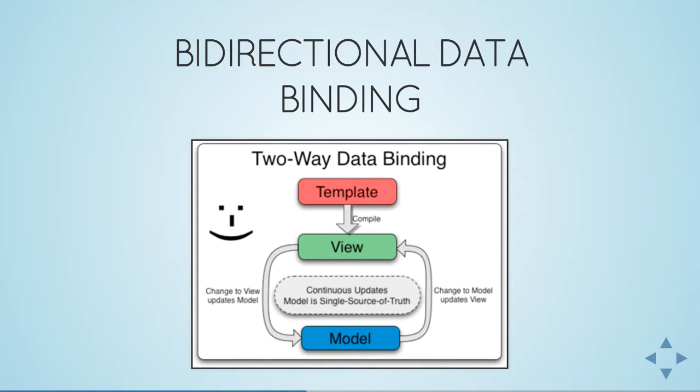So this is just a picture to show kind of bidirectional data binding and what it means. Basically, you have your template used to construct a view that users actually interact with. They then make a change to this view and it updates the model. And there might be some business logic performed in the model that then causes changes in other places to the view, which are automatically updated. So you have kind of these continuous updates where the model is the single source of truth.